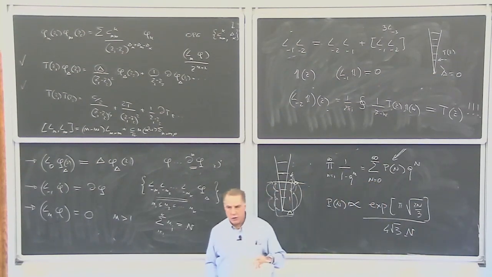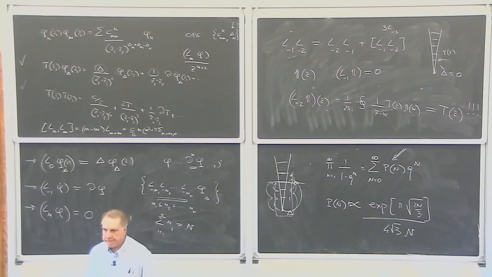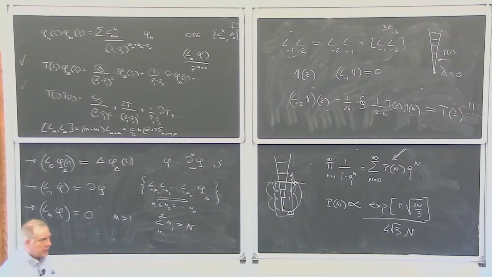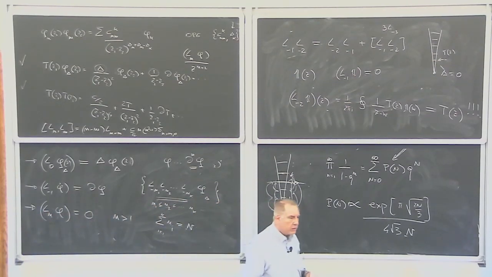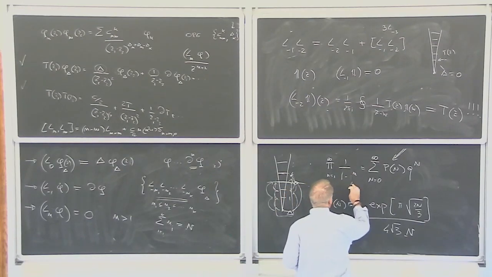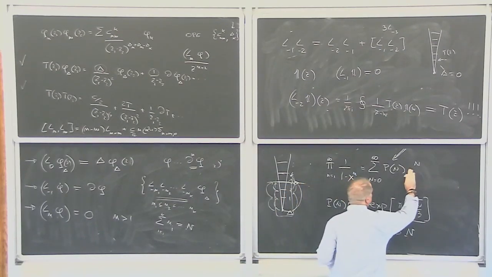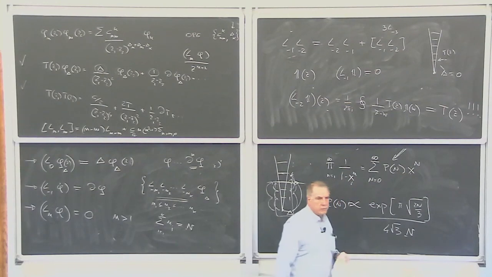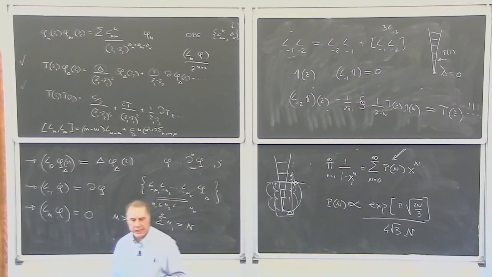This is the famous formula by Hardy and Ramanujan. No. Q is a dummy parameter, just to make the counting. It's nothing. Q is Q. It's a dummy variable. If you don't like Q, I can take X. It's a dummy variable.